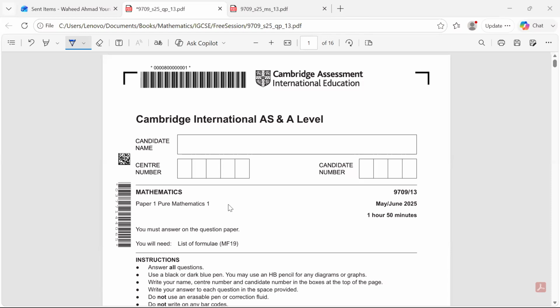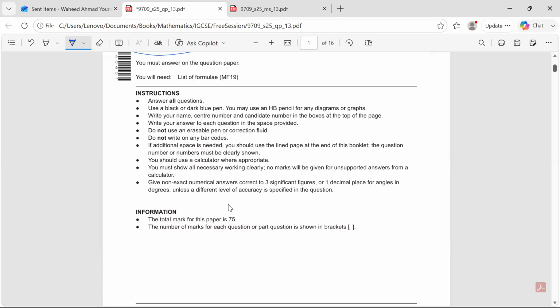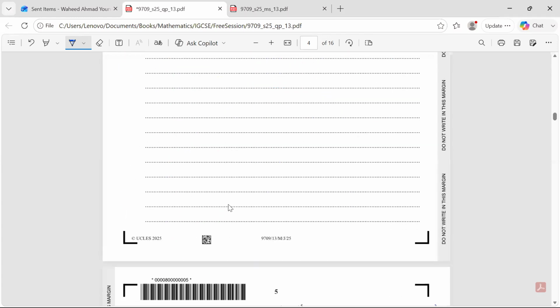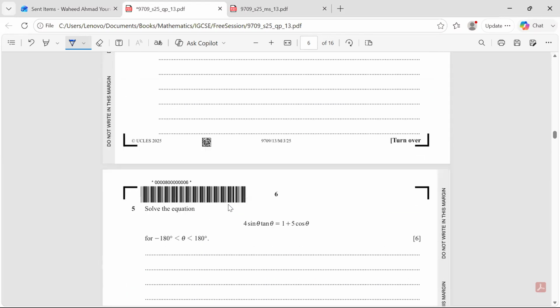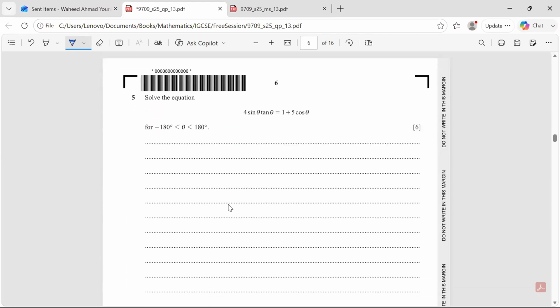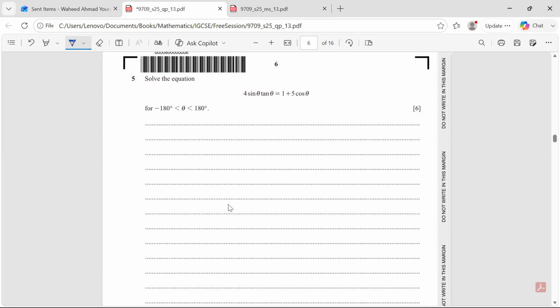We have been solving this past paper. So I have this math paper one, pure math one, and you can see it is May June 2025. We have done a couple of questions here. So let me go to question number 5. I've done 4 questions in previous videos, so right now I will do question number 5.